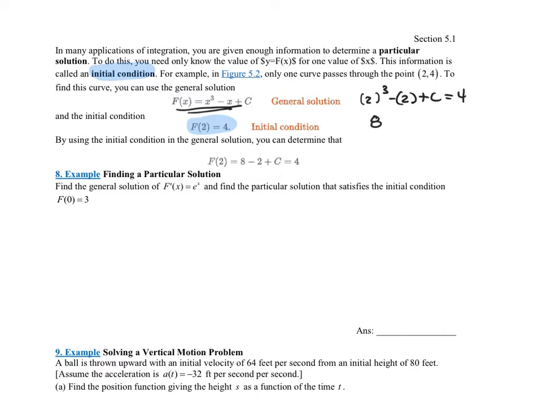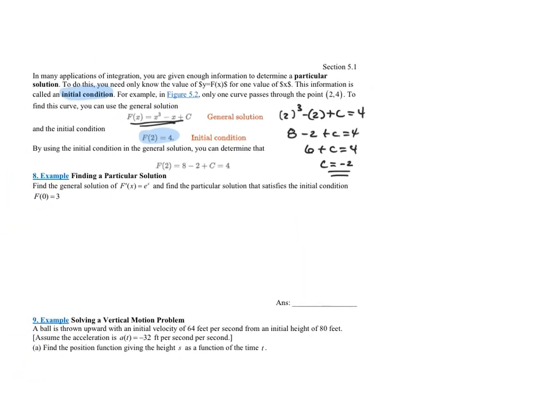Well, 2 cubed is 8, minus 2, plus c equals 4. So that's 6 plus c equals 4. Subtract 6 from both sides and you get c equals negative 2. That is the particular solution. And so that tells me that the answer they wanted for this problem wasn't f of x equals x cubed minus x plus c. It was x cubed minus x minus 2.